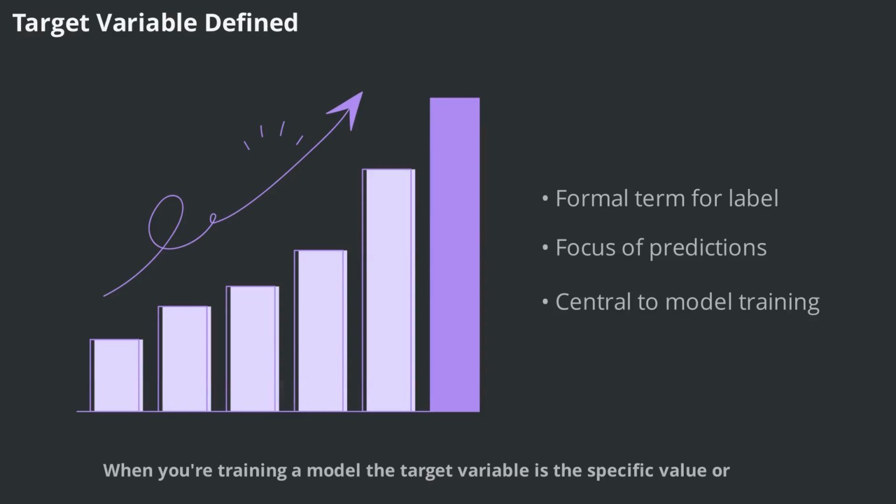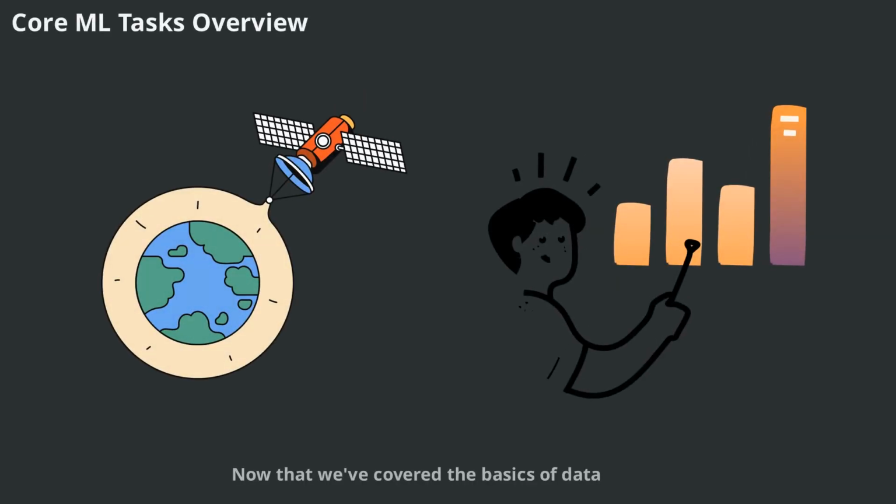When you're training a model, the target variable is the specific value or category the model is aiming to calculate or predict. Whether you're forecasting house prices or classifying emails, the target variable is always the main focus of your predictions. Now that we've covered the basics of data, let's look at the main tasks machine learning models perform.